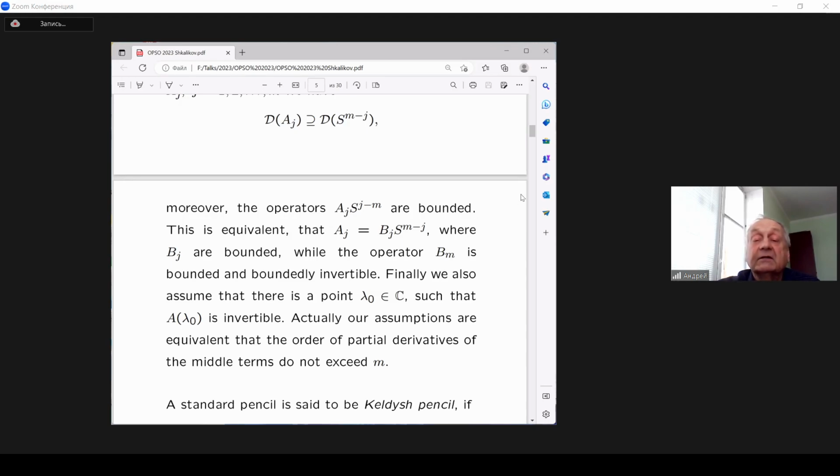Actually, what does this condition mean? If A_j are differential operators, and the derivative with respect to time t is also a derivative, it means that the order of derivatives of the middle terms in these equations does not exceed m, the order of the equation.